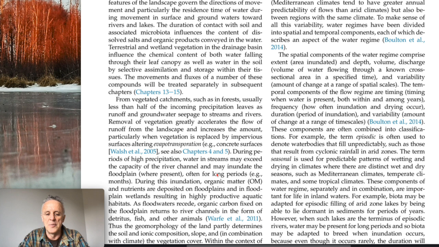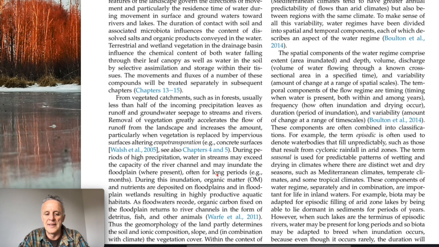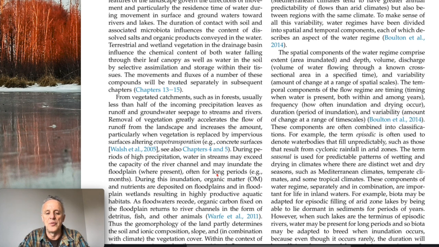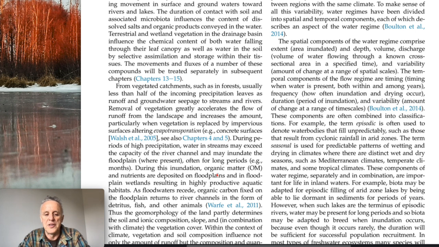From vegetated catchments, such as in forests, usually less than half of the incoming precipitation leaves as runoff and groundwater seepage to streams and rivers. Removal of vegetation greatly accelerates the flow of runoff from the landscapes and increases the amount, particularly when vegetation is replaced by impervious surfaces, altering evapotranspiration.